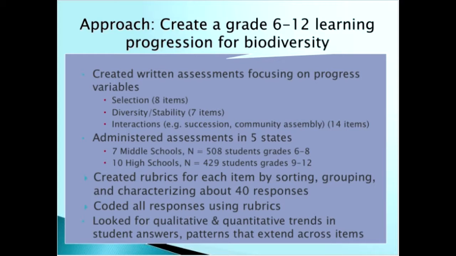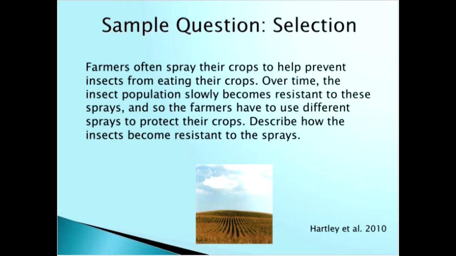So what I'd like to do is give you an example of a question and how it played out. Here's a sample question on selection. A farmer often sprays their fields to help prevent insects from eating their crops. Over time, the insect population slowly becomes resistant to these sprays, and so the farmers have to use different sprays to protect the crops. Describe how the insects become resistant to the sprays. This work was led by Dr. Laurel Hartley. She's at the University of Colorado in Denver, and a group of us across our network.